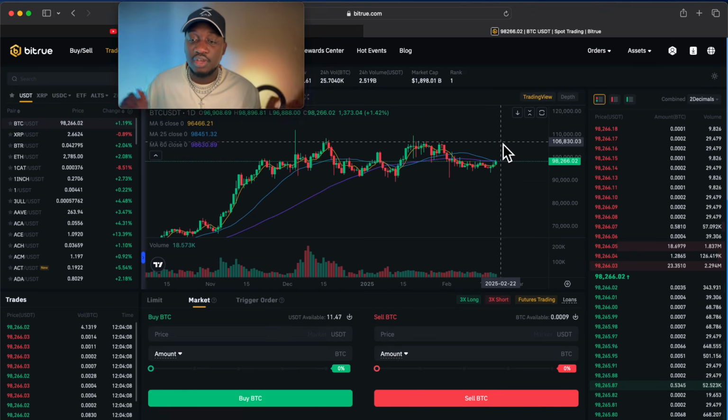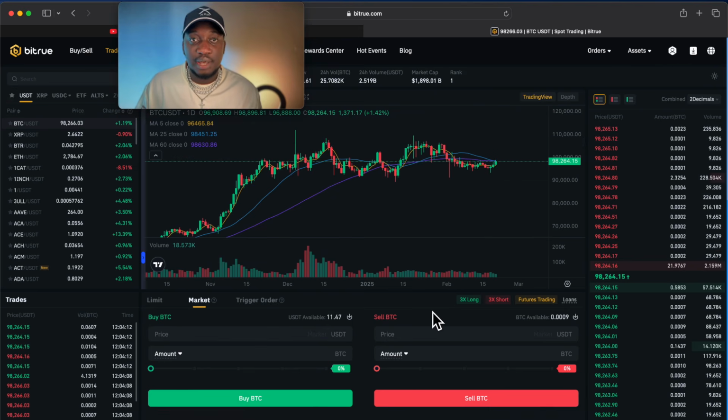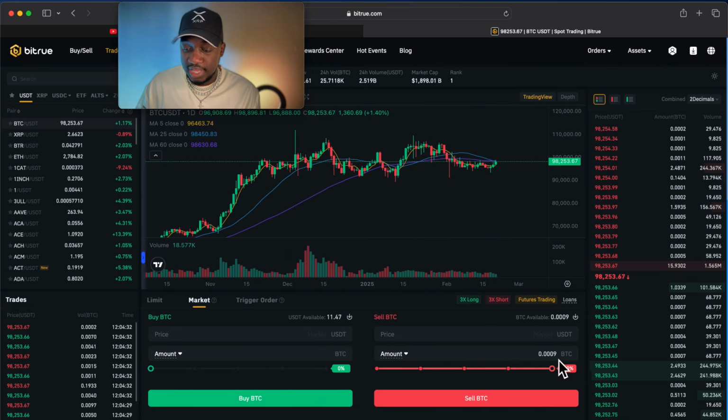Since we have bought some BTC, let's say you want to sell this BTC back to USDT or any other altcoin. What you want to do is put the amount of BTC that you want to sell. The same thing applies right here. I can put 50% of my available BTC to sell, or I can put 100% of my available BTC. If I use a limit order, I can decide where exactly I want to sell my Bitcoins.